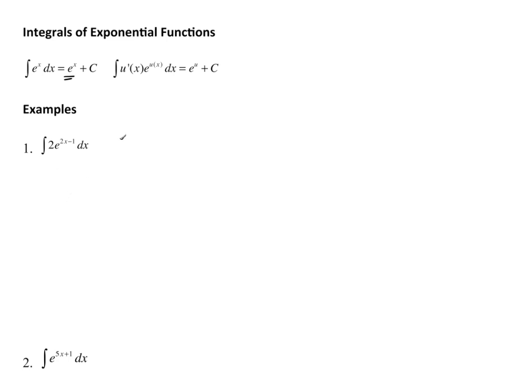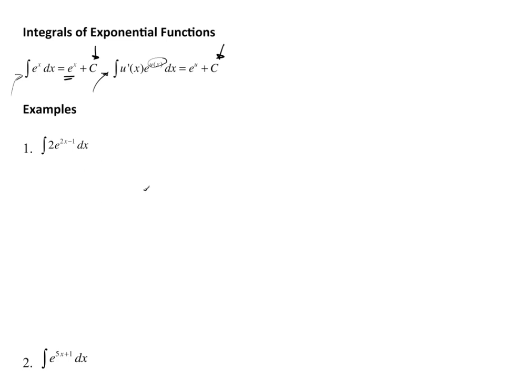Now, if x is actually some function u of x, then what I need to have this antiderivative is u prime of x out here. So if I have the integral of u prime of x times e to the u of x, that's going to be equal to e to the u, where again u is a function of x, plus C. This constant of integration is there because this is an indefinite integral. Both of these are indefinite integrals.